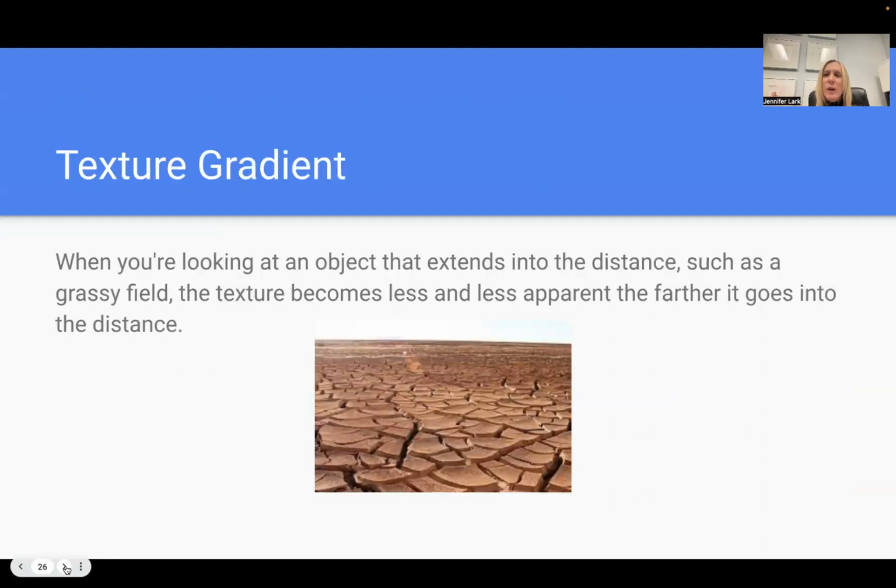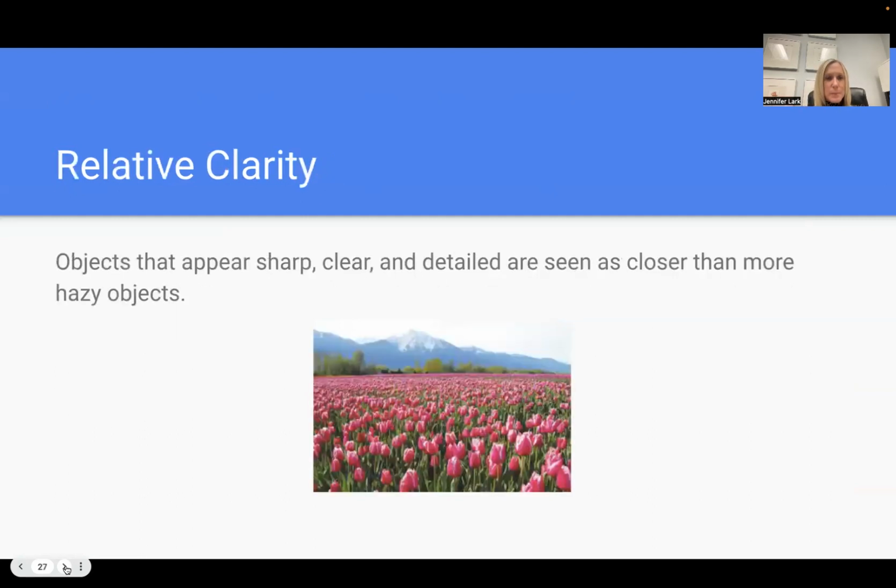So these are all different ways that you can create depth perception in a two-dimensional image, and it's just all different ways that our brains perceive depth in real life. And then relative clarity, really similar to that texture gradient. Objects that appear sharp, clear, and detailed are obviously seen as closer than more hazy objects, which would be seen as farther away.